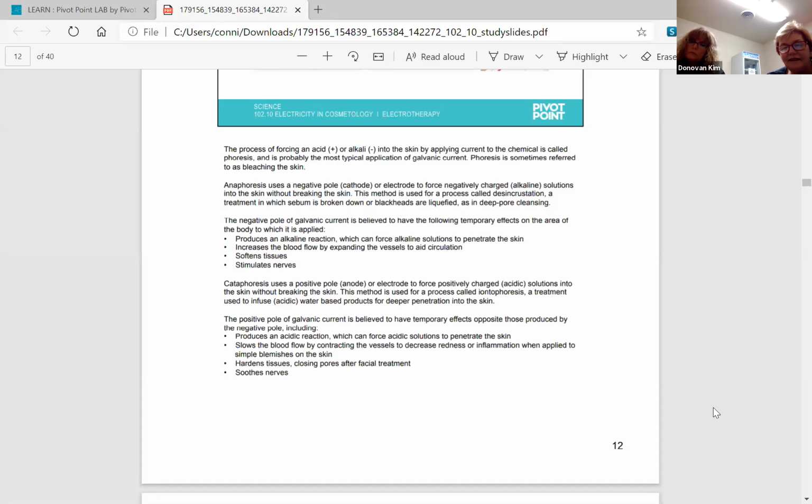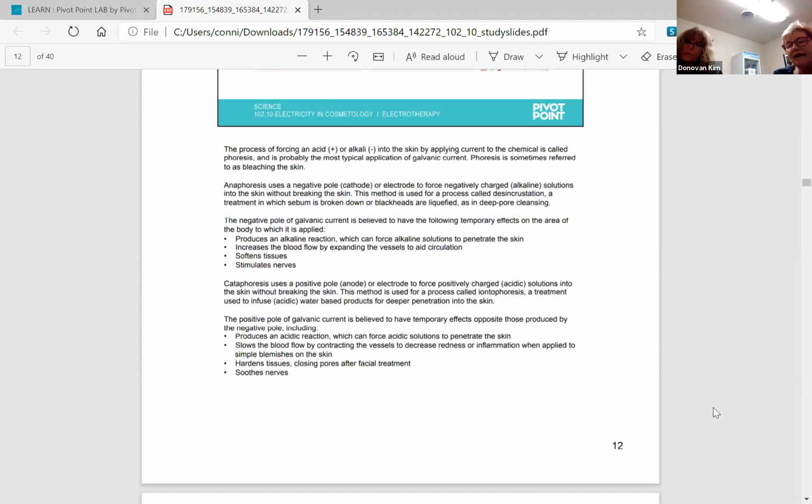On the acidic side, it's going to slow down the blood flow by contracting the vessels to decrease redness or inflammation. It's kind of funny, because after you do extractions you're expecting the face to be all red where you've worked, but it isn't red. When you use the cataphoresis afterwards, it calms the skin down. It doesn't even look like you've actually worked on those extractions. It's going to harden the tissue, like close it up, and it's going to soothe the nerves.